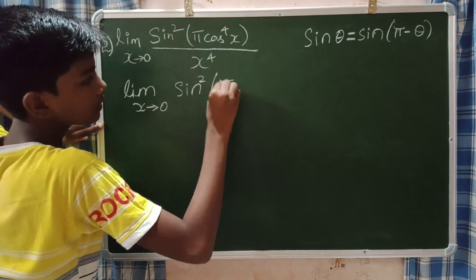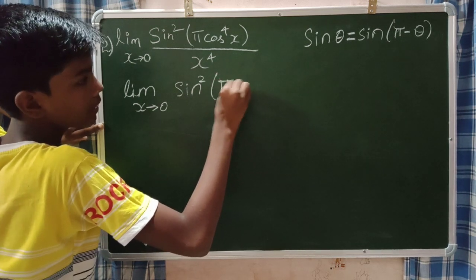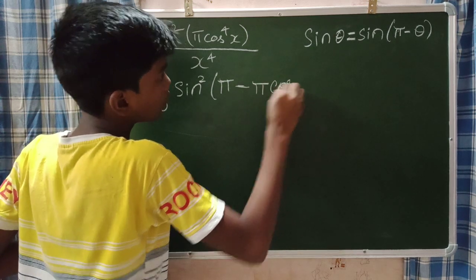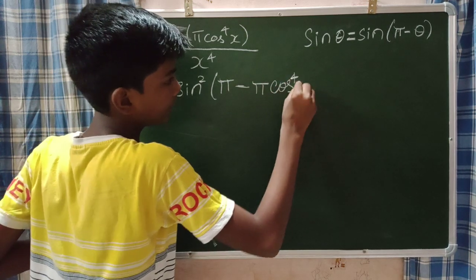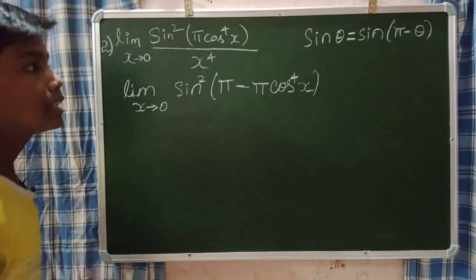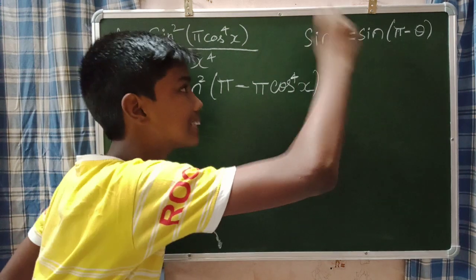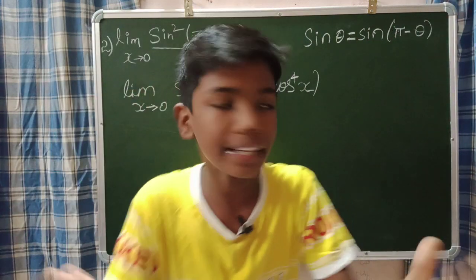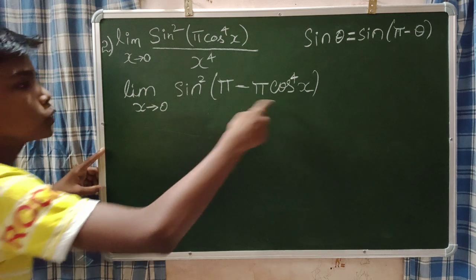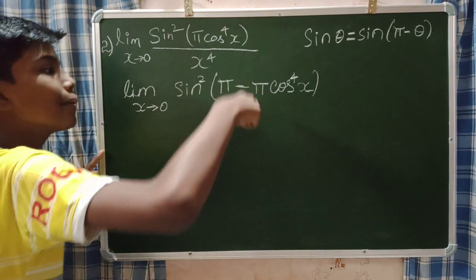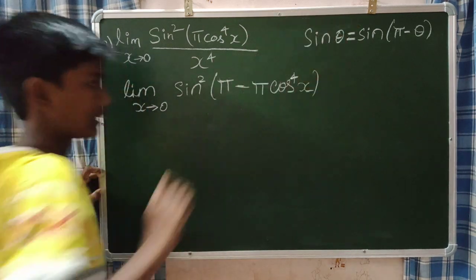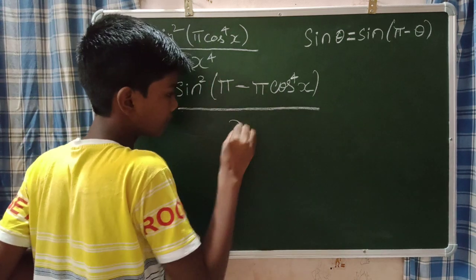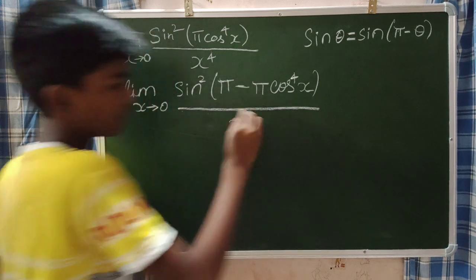of pi minus pi cos to the power of 4x. How I am doing this is by using sin theta. I can write sin theta as sine of pi minus theta. This is something you have learned in trigonometry. So sine square of pi cos to the power of 4x can be written as sine square of pi minus pi cos to the power of 4x. And the denominator is the same, x to the power of 4 only.